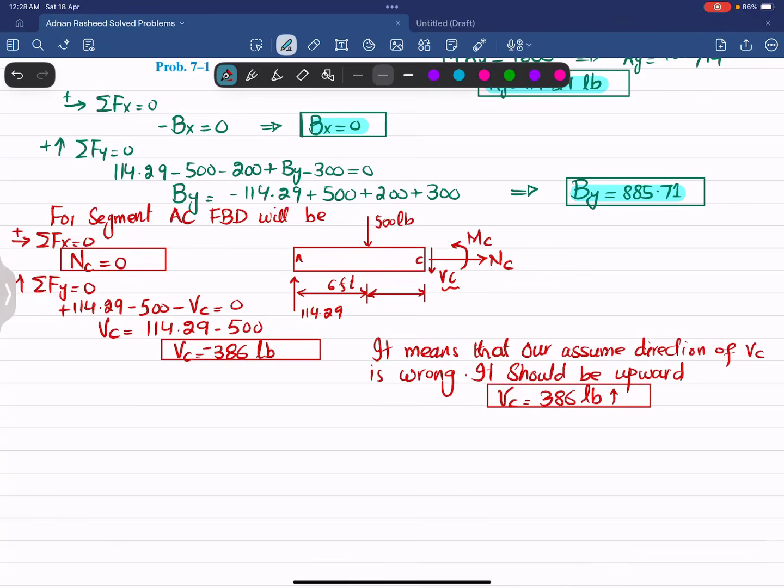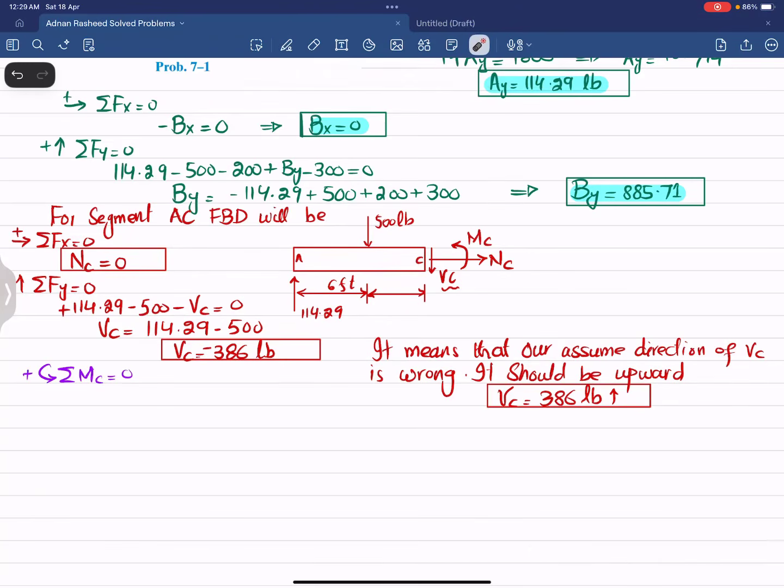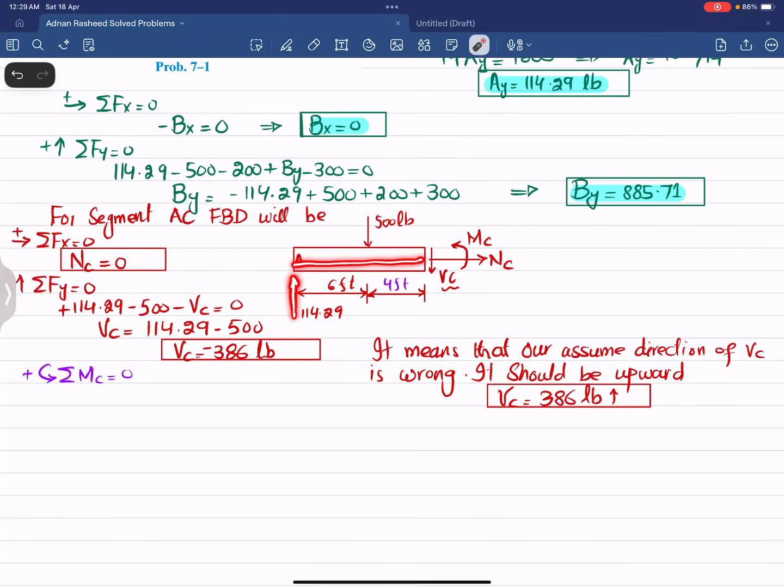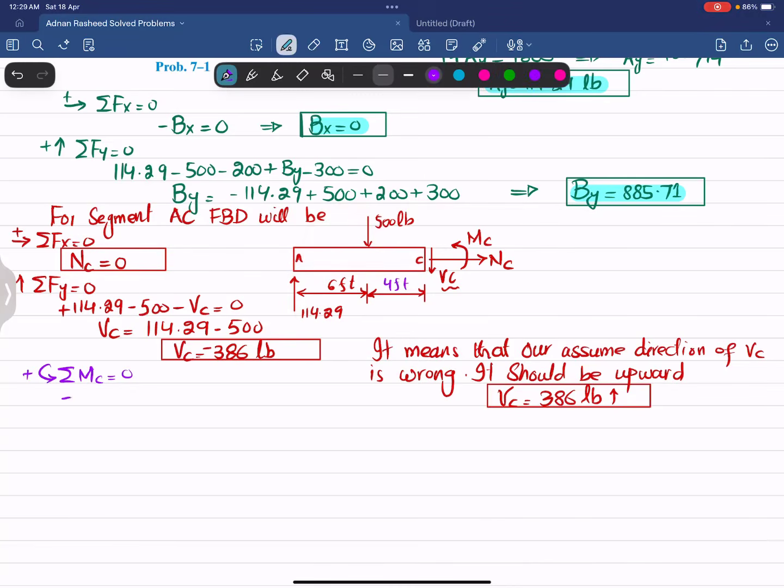Now we will find this MC by using the third equation of equilibrium, that is sum of all moments about point C is equal to 0, taking the counterclockwise moment as positive. The first moment about point C is due to this 114.29 force, and the perpendicular distance is 10 feet because this is 4 feet. This load times the perpendicular distance is producing clockwise moment, so it will be negative. So I can write minus 114.29 multiplied by 10 feet.